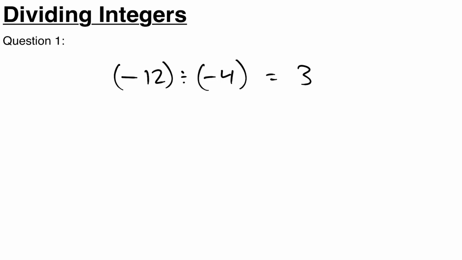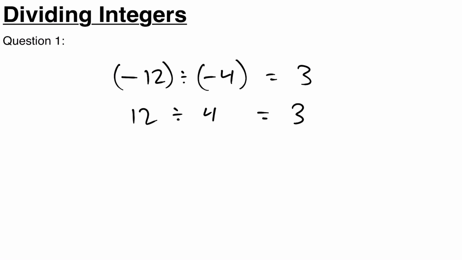We have two negatives. Now, say I were to give you 12 divided by 4. Two positive numbers. What's the answer going to be? The answer is going to be 3 again because we have the same sign. We have two positive numbers.